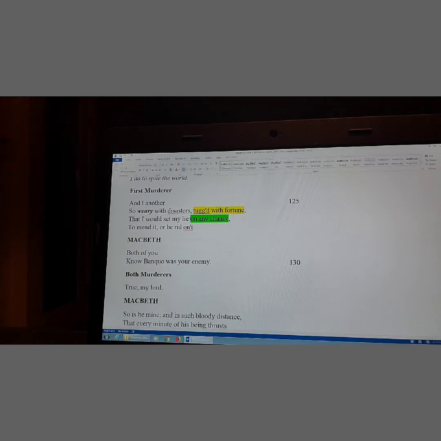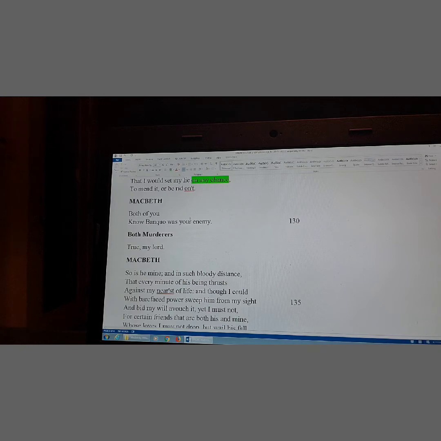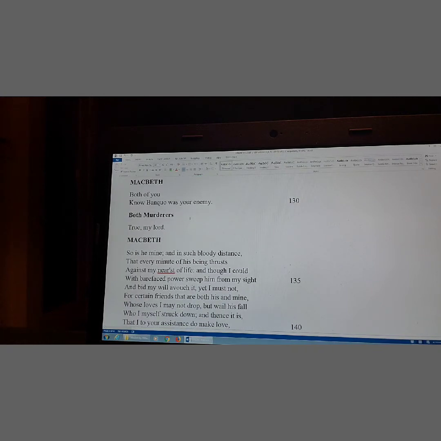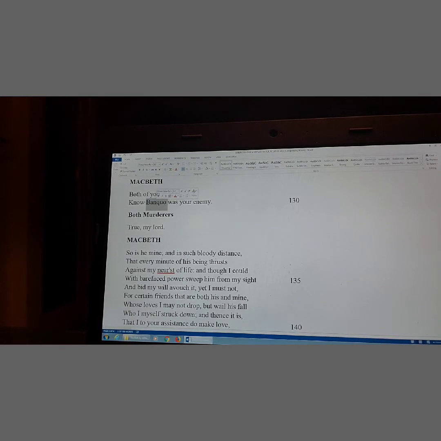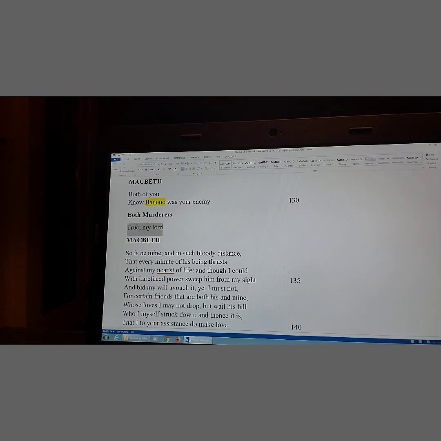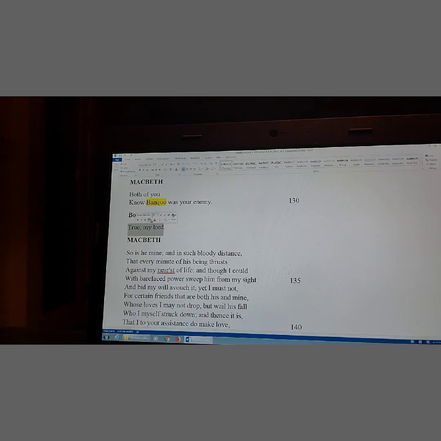So Macbeth says, both of you know Banquo is your enemy. This idea that he sets them upon Banquo as being the enemy. And then both murderers say, true, my lord. Which is also very interesting here.